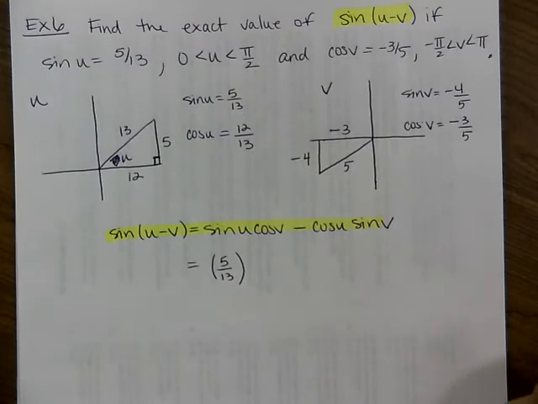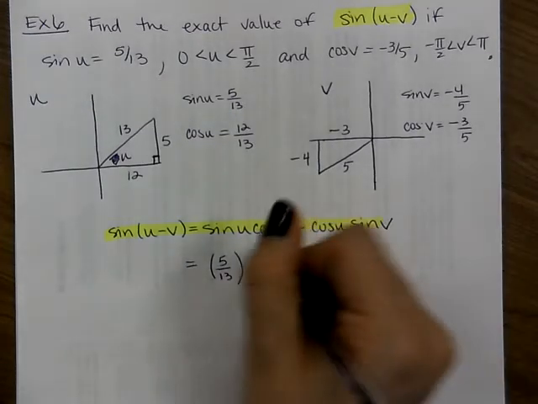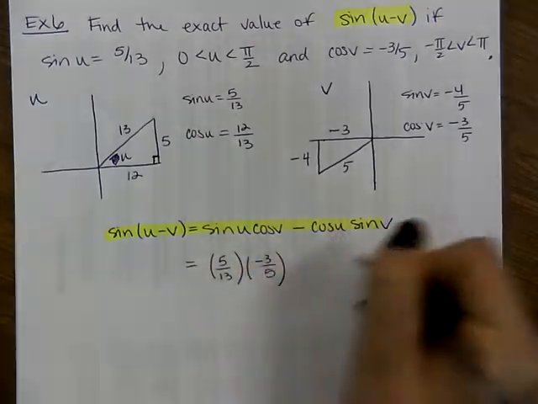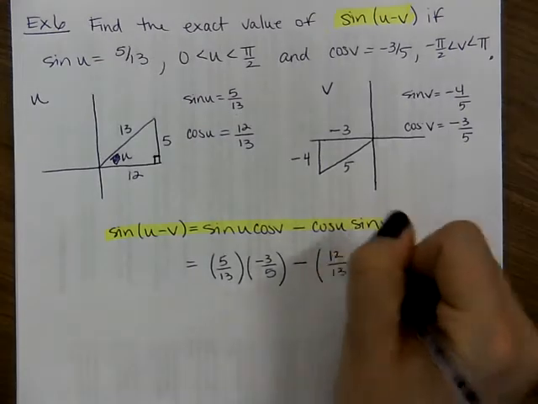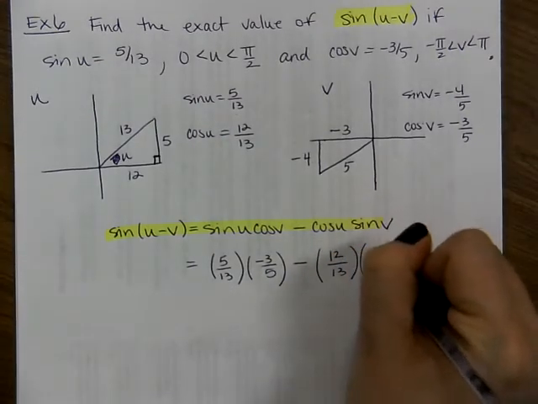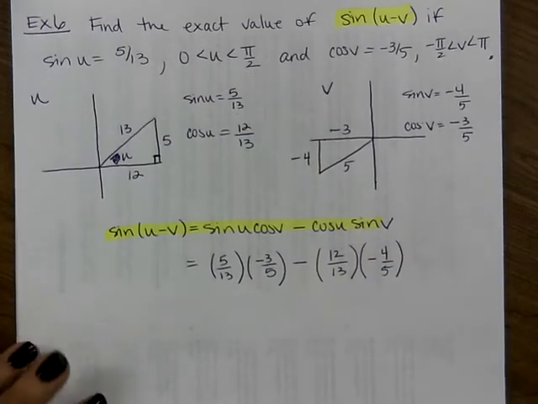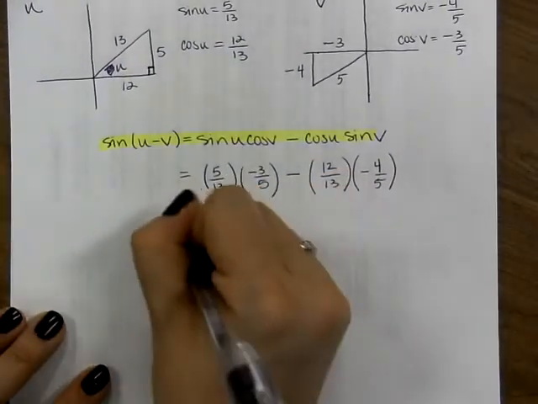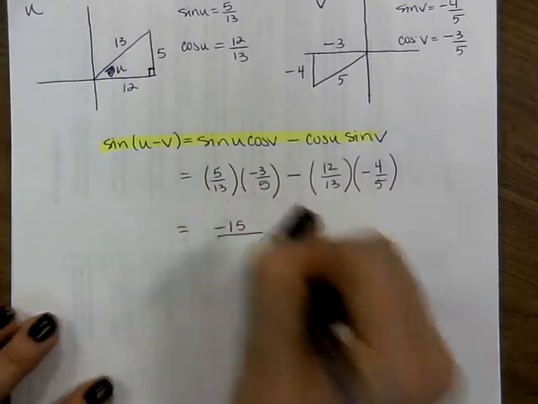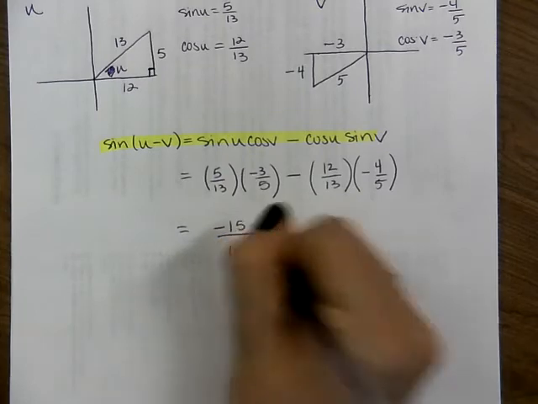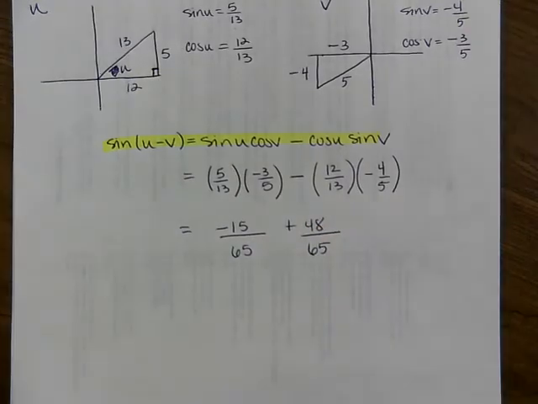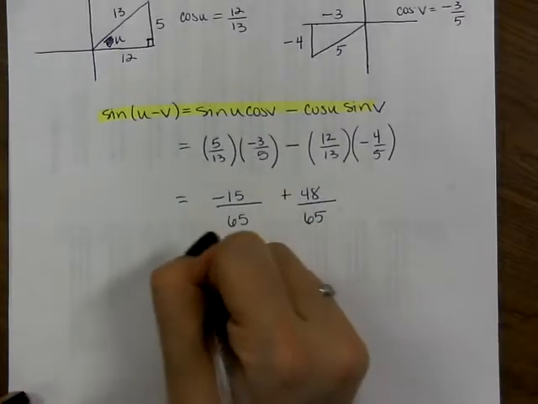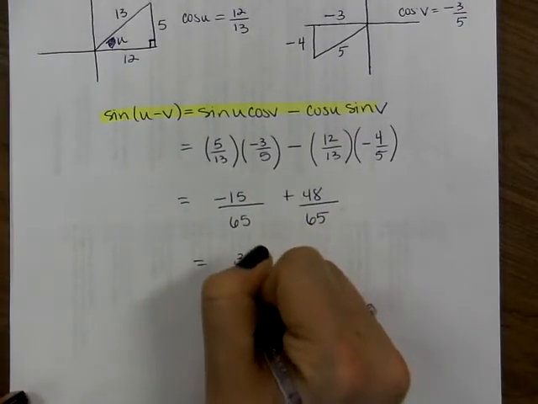What is the cosine of v? Negative 3 over 5. What is the cosine of u? 12 over 13. And the sine of v? Negative 4 over 5. And now I just simplify it. So 5 times negative 3 is negative 15. 13 times 5 is 65. Here I get a positive 48 over 65. Combine like terms, add those numerators, and we get 33 over 65.